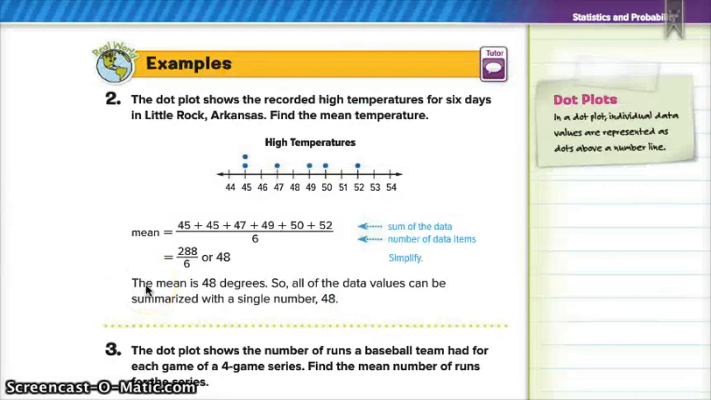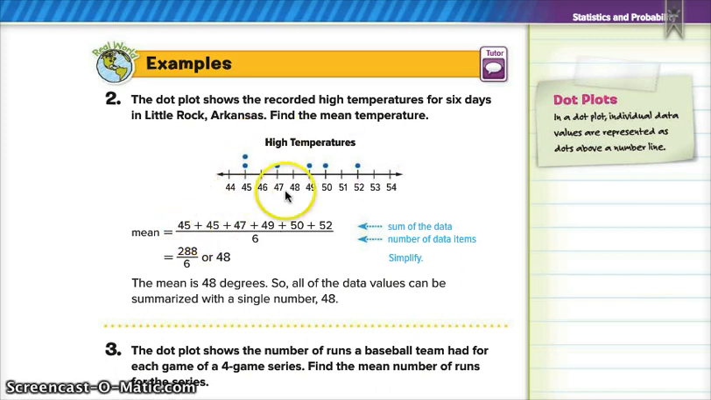Go ahead and flip to page 3. On page 3, you're going to see a dot plot right here where it says high temperatures. And just as a reminder, in a dot plot, individual data values are represented as dots above a number line. So if you take a look, for example, at 45, there are 2 dots. That means that we would list 45 2 times.